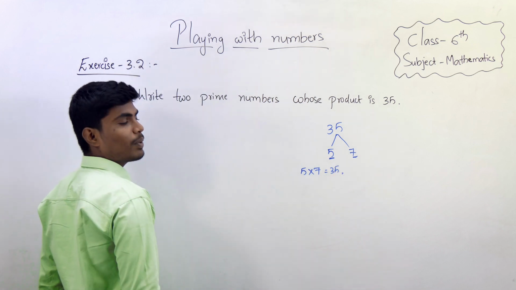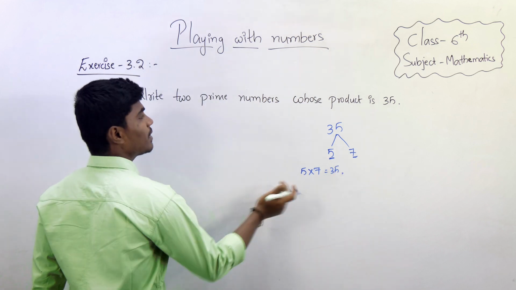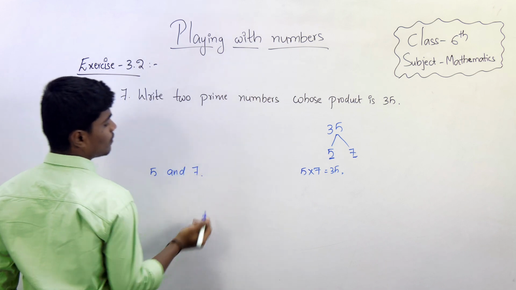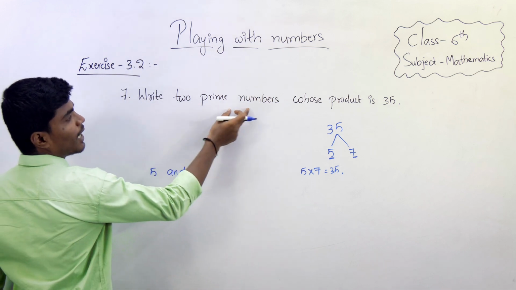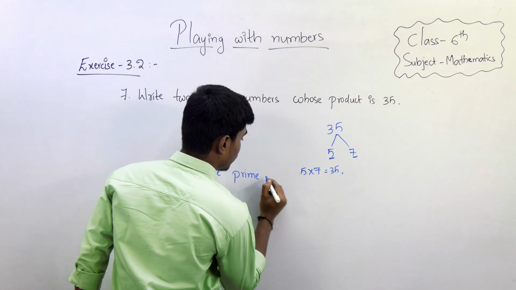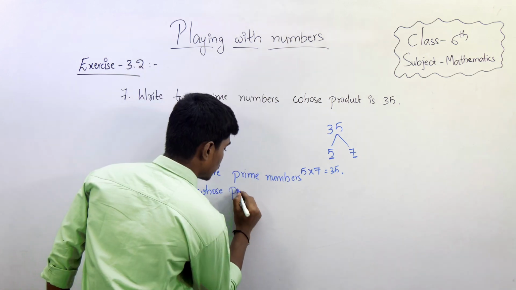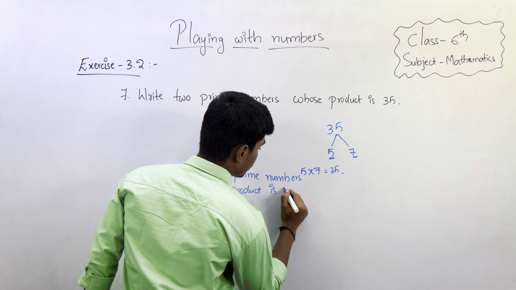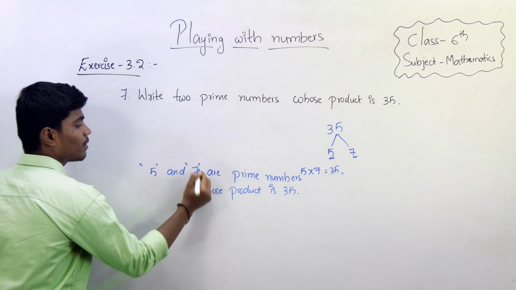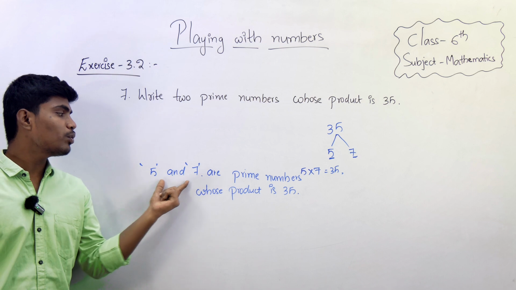So what are the two prime numbers? 5 and 7. They are the two prime numbers whose product is 35. Here 5 and 7 is the answer. These are the two prime numbers.